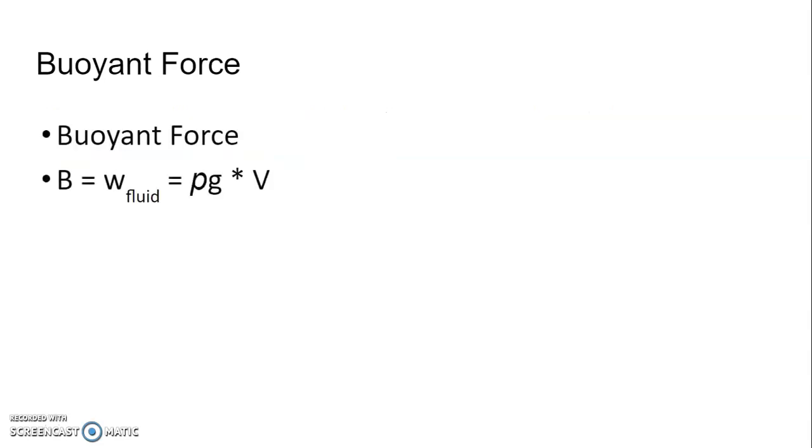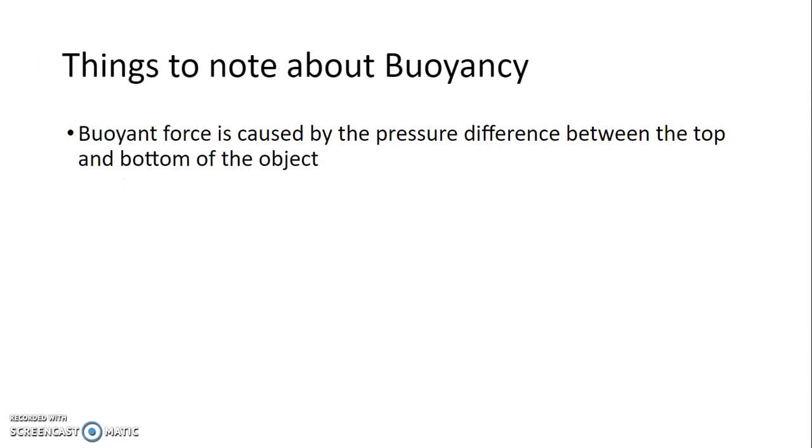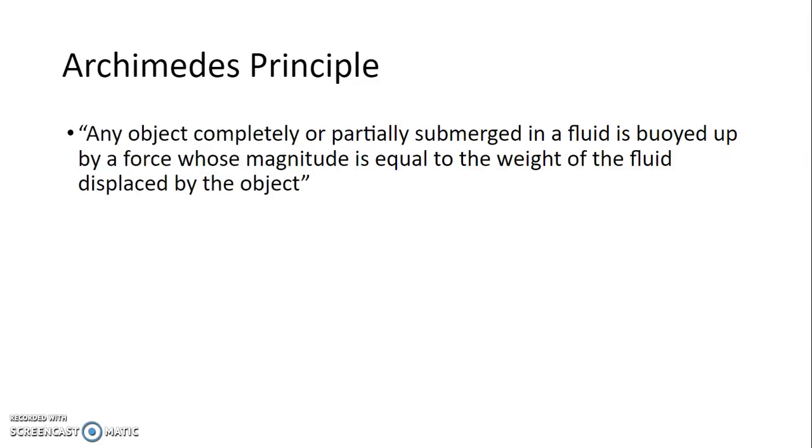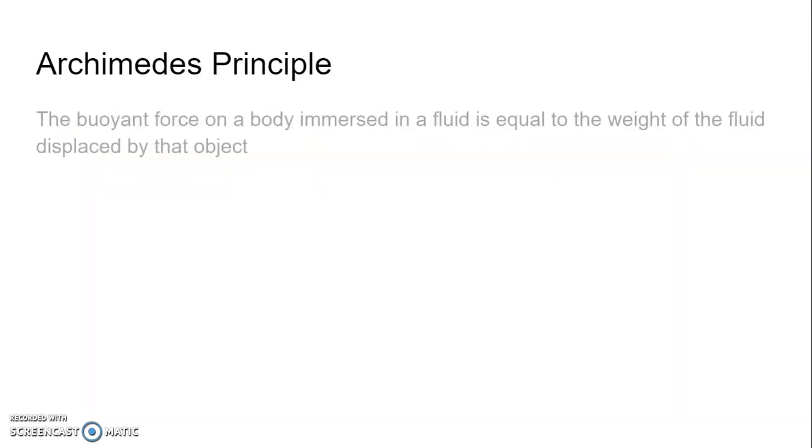The buoyant force is equal to the weight of the fluid displaced, which is rho gV, where rho is the density of the fluid. Buoyant force is caused by the pressure difference between the top and bottom of the object. It acts vertically upward. We talked about Archimedes' principle that states any object completely or partially submerged in a fluid is buoyed up by a force whose magnitude is equal to the weight of the fluid displaced by the object. So buoyant force is the weight of the fluid displaced.